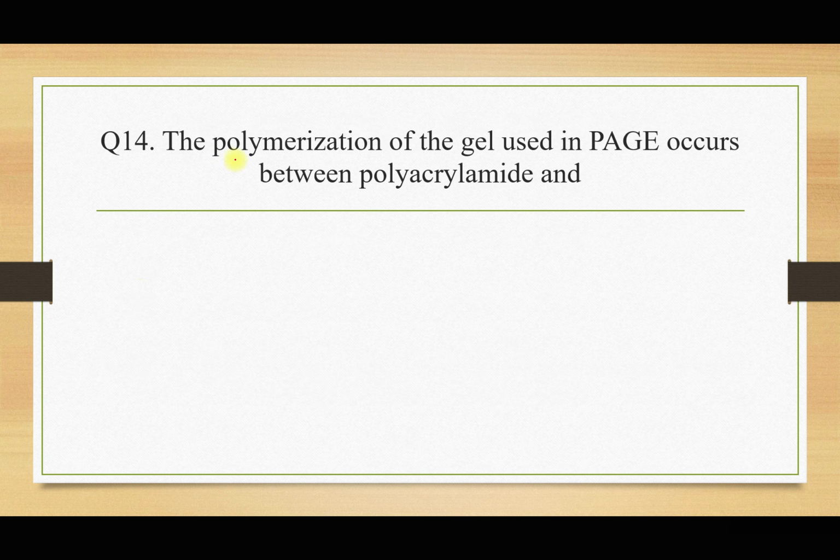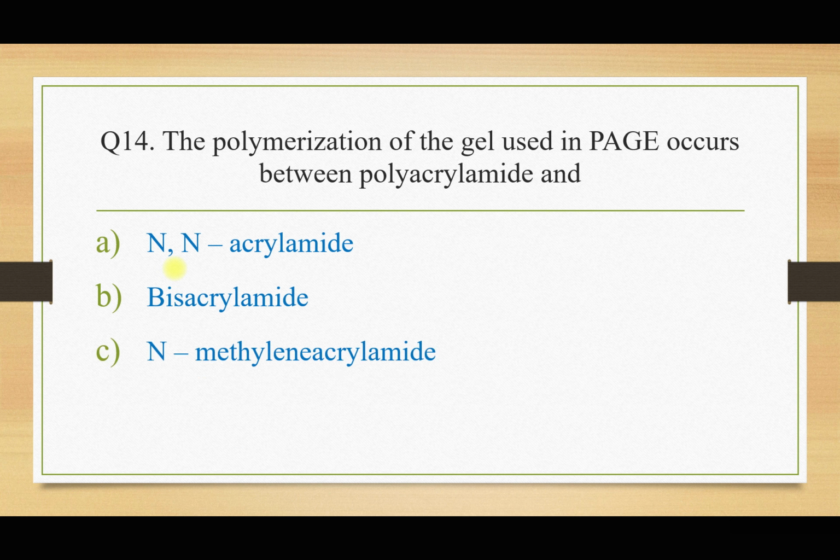Question number 14. The polymerization of the gel used in PAGE occurs between polyacrylamide and A, N-acrylamide, B, bisacrylamide, C, N-methylene acrylamide, and D, N-methylene bisacrylamide. The correct option is D, N-methylene bisacrylamide.